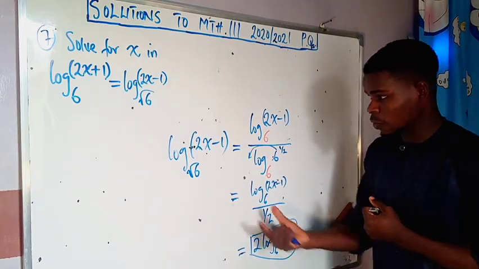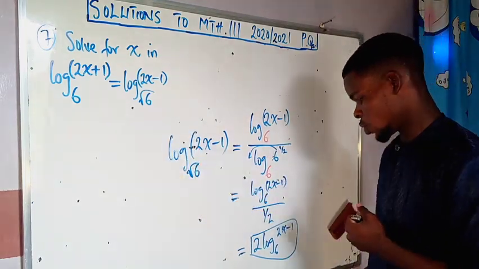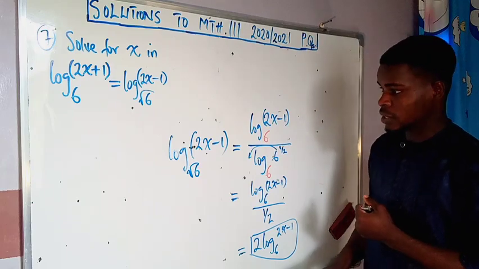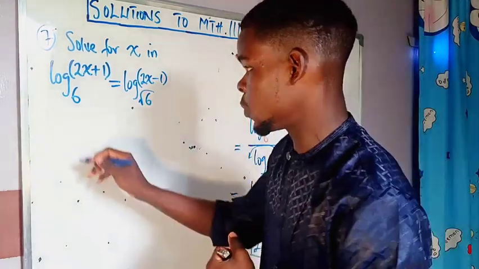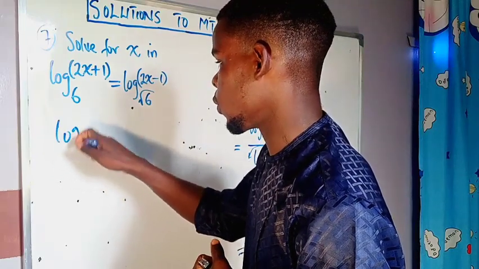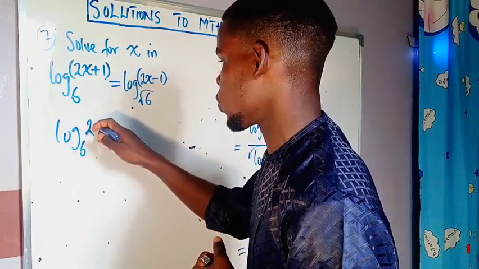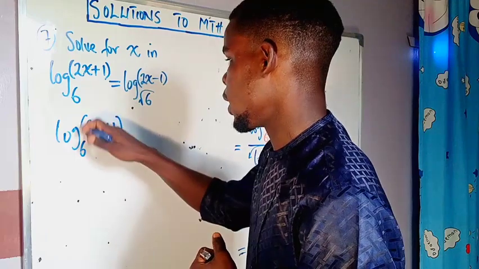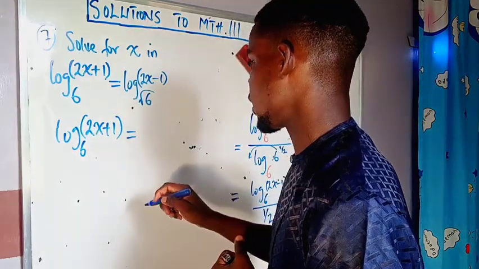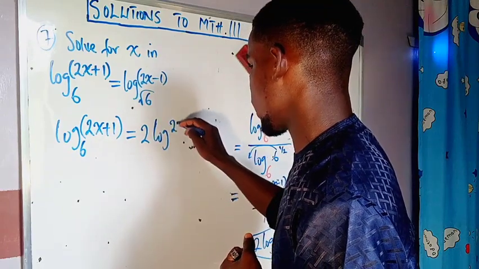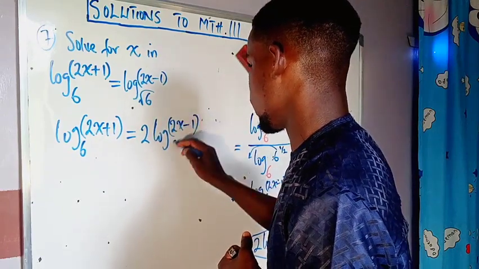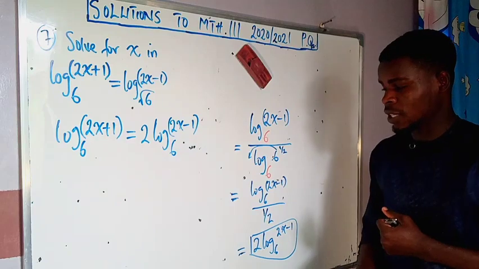Okay, so that means in place of this, that is the right hand side, we're just going to substitute 2x minus 1 to base 6. Let me clean this up a little bit, and then let's put it down. So we're going to have the logarithm of 2x plus 1 to base 6, right? And this right here is the same thing as 2 times the logarithm of 2x minus 1 to base 6. That's what we have there.